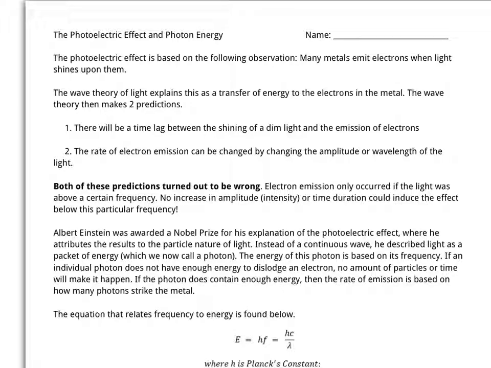I would like you to, on your own, read through this top section and answer the questions that follow on the bottom of the first page, the first two. We'll talk a little bit more about this tomorrow in class together, but I would like you to at least read this and try to answer the first two questions.